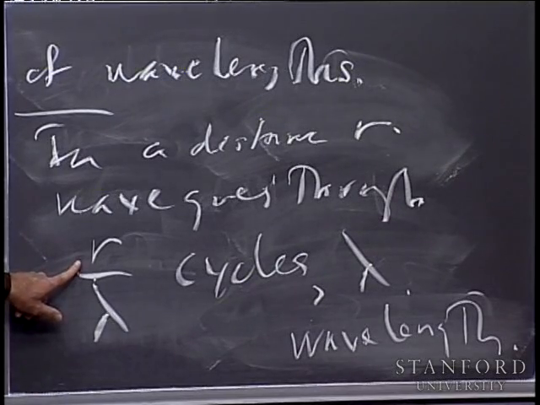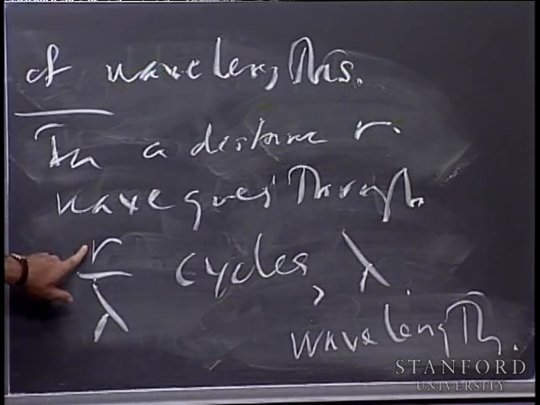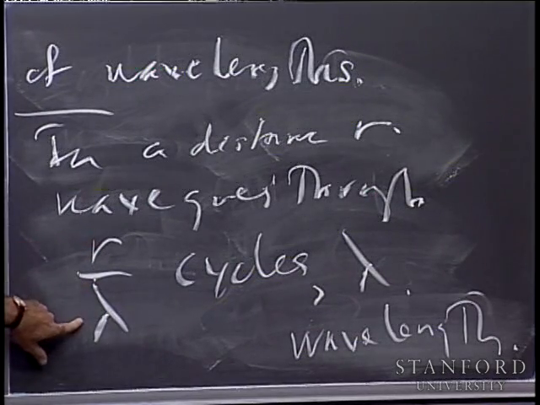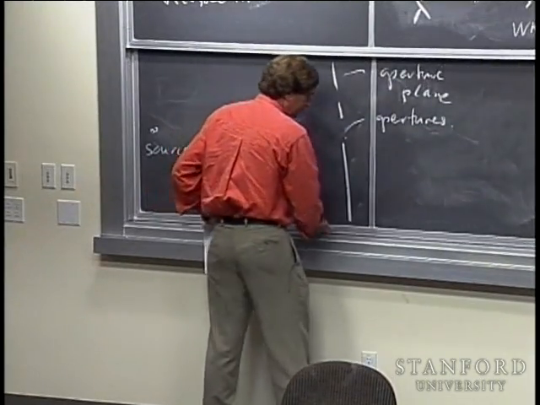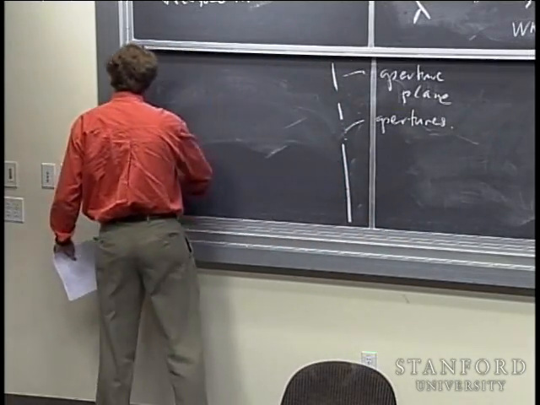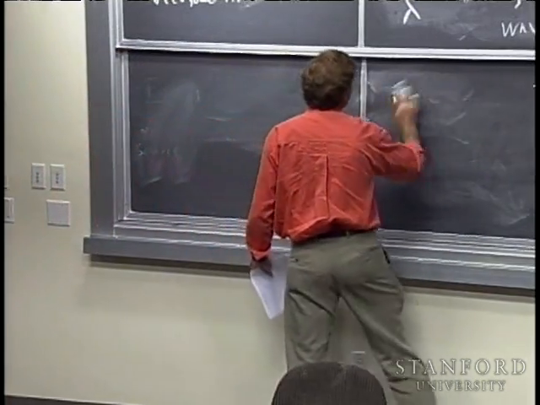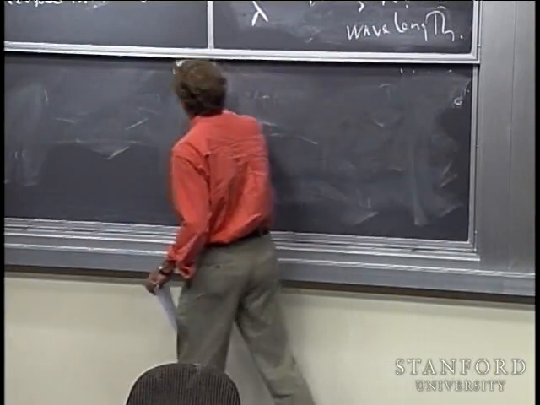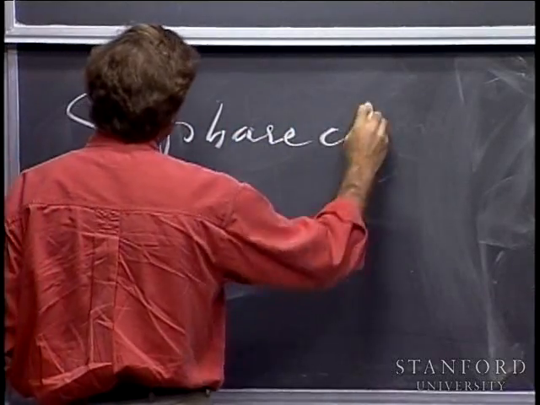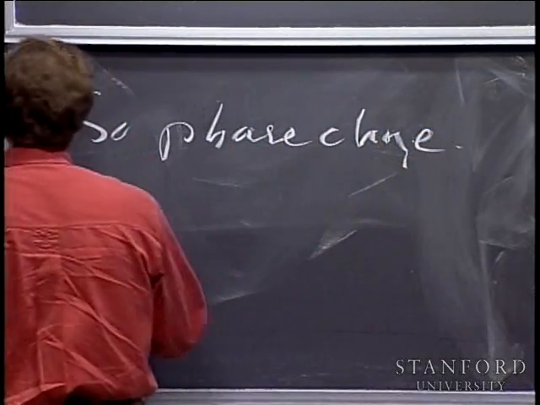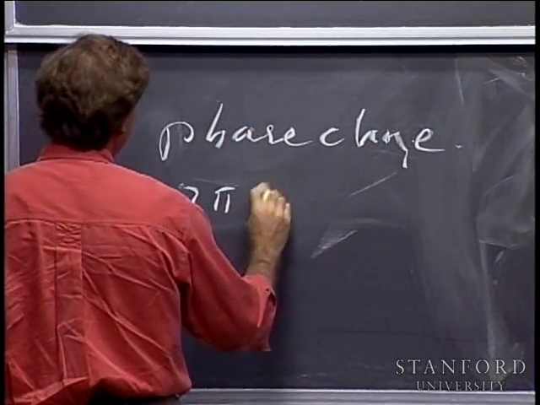In general, if it goes through distance r, then the number of cycles it goes through is r compared to the wavelength, r over lambda. You can even work that out with formulas if you want, but that's intuitively what's going on here. Okay, so what's the phase change? The phase change is 2 pi r over lambda.